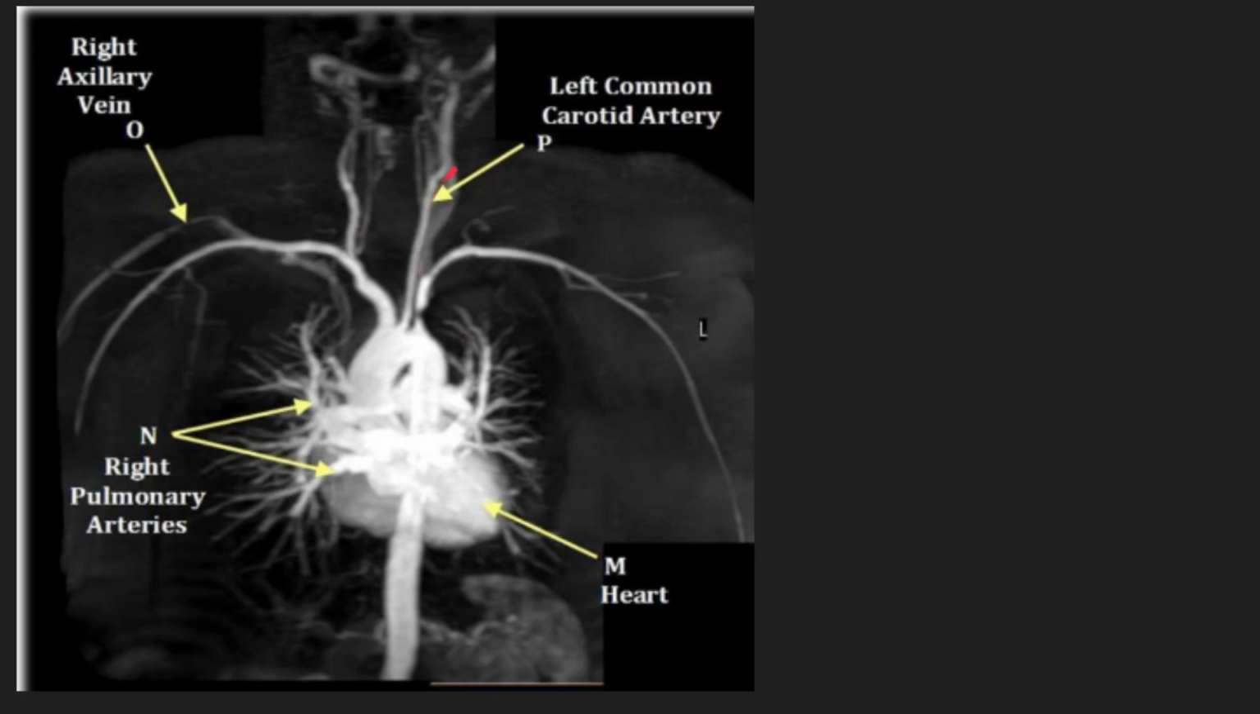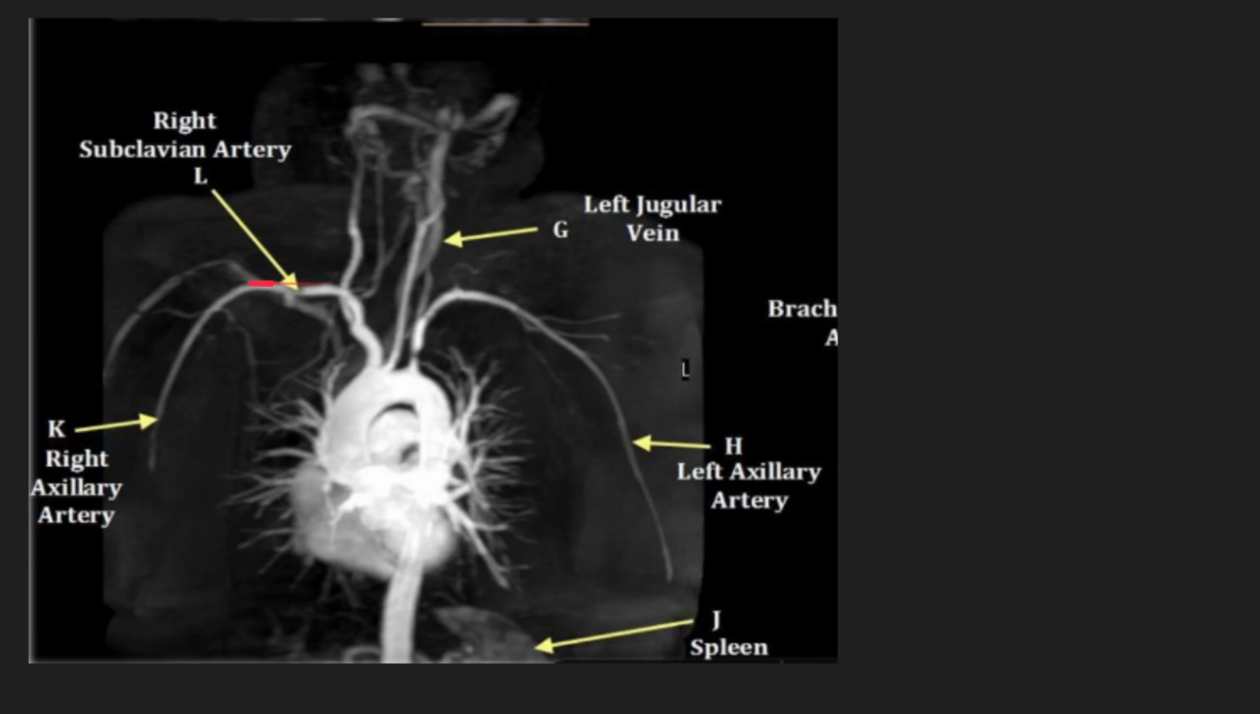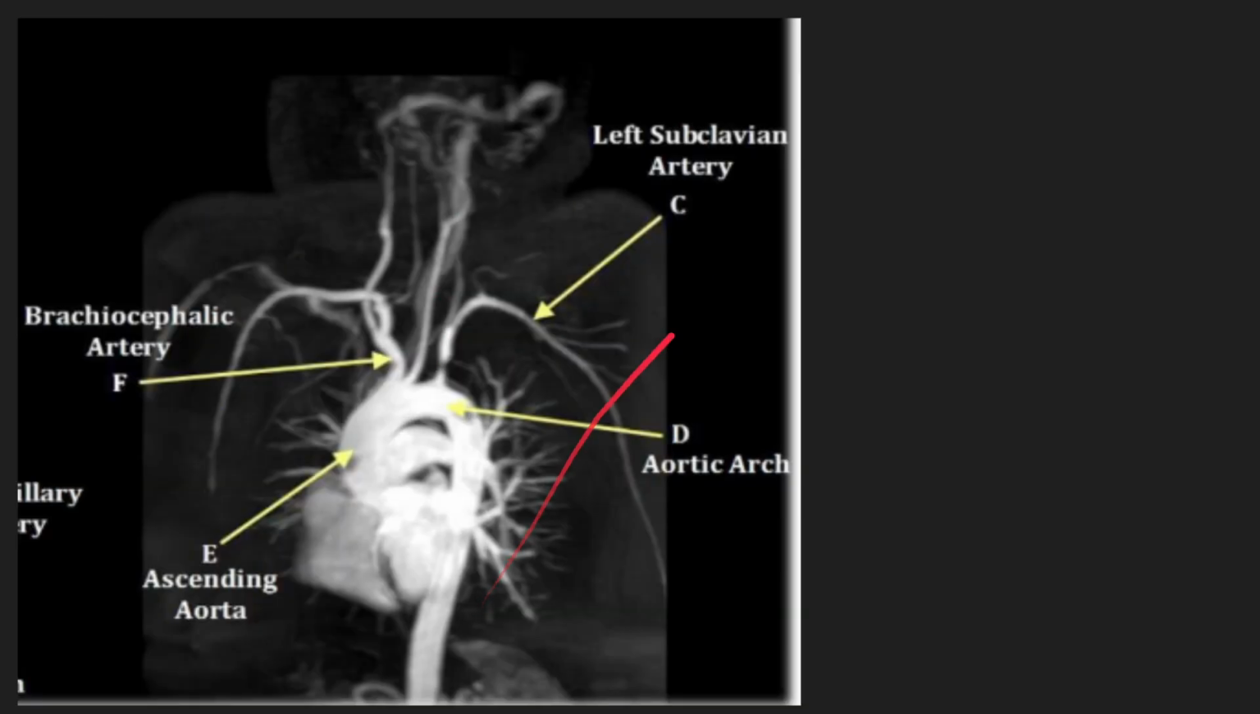Left common carotid artery, right axillary vein, right pulmonary arteries, and here's the heart. Right common carotid again, descending aorta, right subclavian, right axillary artery, left jugular vein, left axillary artery, and here's spleen, left subclavian, brachiocephalic artery, aortic arch, and ascending aorta.